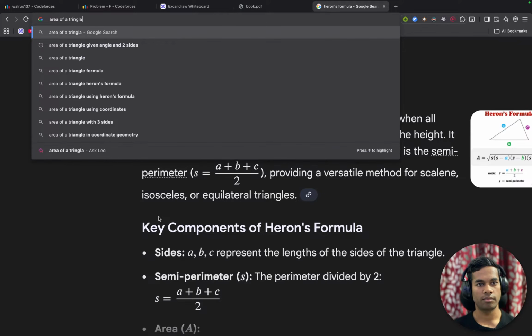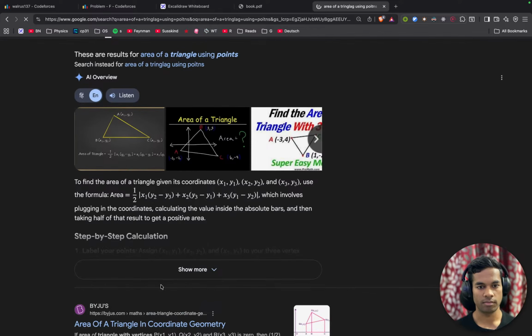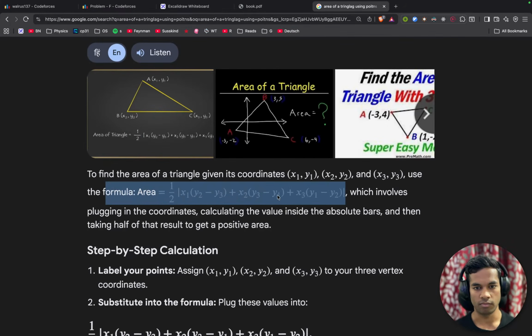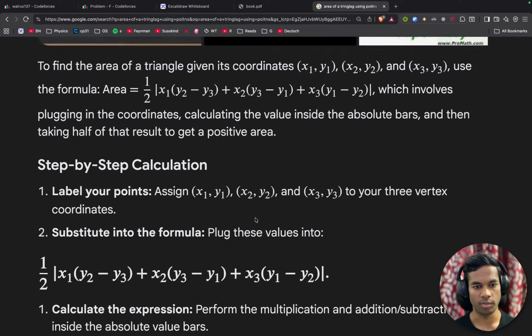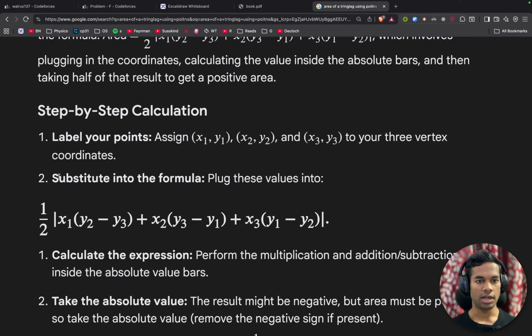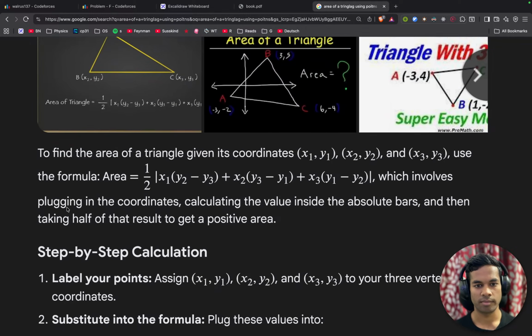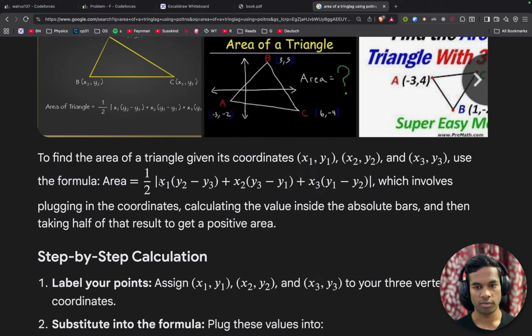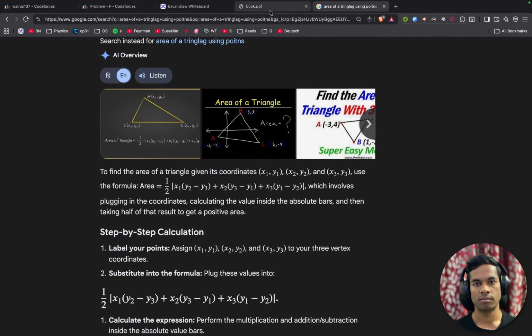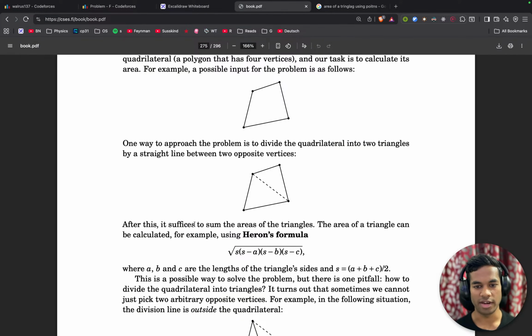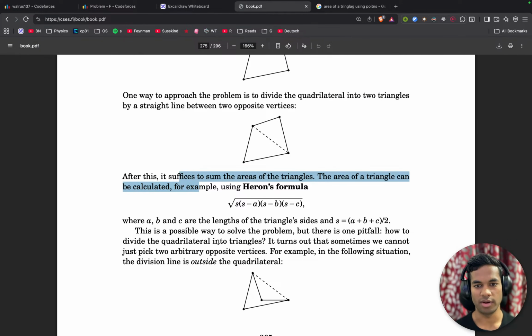Okay, triangle using points, coordinates. We can use this formula, step-by-step calculation. Substitute into the formula, plug these values in. Half, and this is modulus. Okay, we can use this. And this is a side quest for a side quest. So, okay, we know how to calculate the area of a triangle.